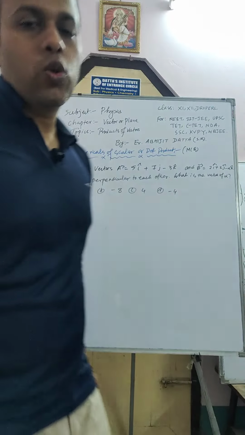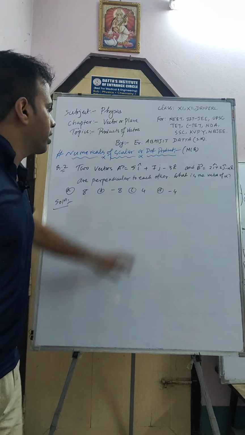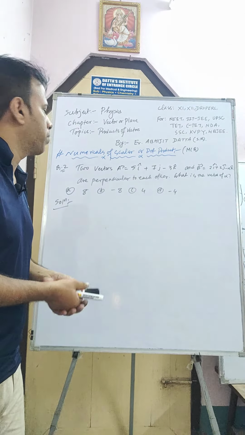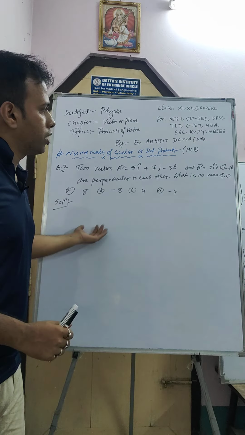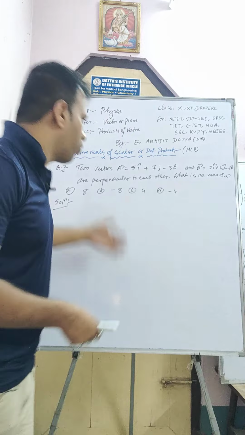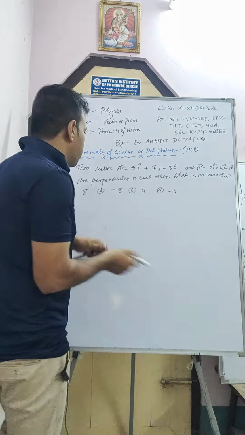So the second question is: two vectors, a vector is equal to 5i plus 7j minus 3k and b vector equal to 2i plus 2j minus alpha k are perpendicular to each other. What is the value of alpha? So we have to find out the value of alpha. There are 4 options given. Which option is correct? We have to find out.